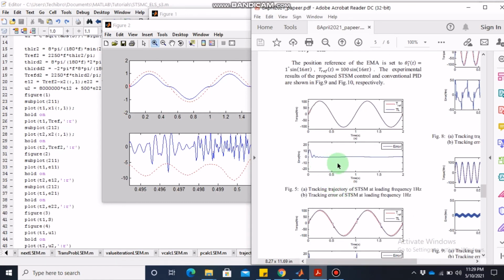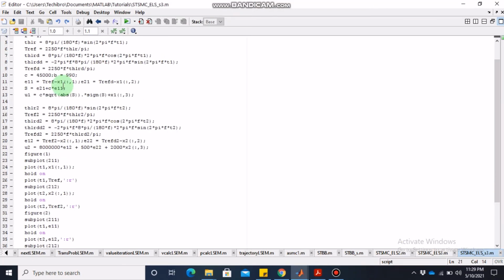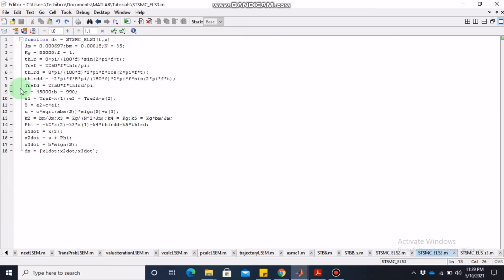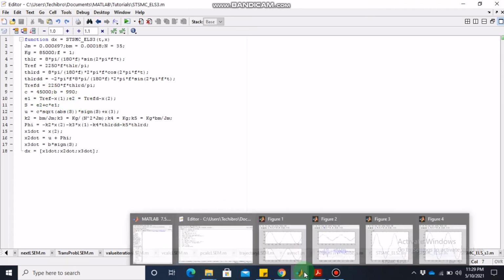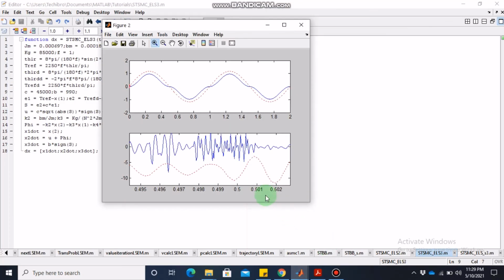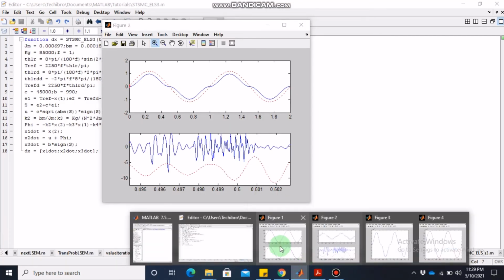Although this looks like the error is going to 0, I would assume that I can further reduce this error by increasing the gain C, but I leave it up to you. So if you want to reduce this error any further, all you have to do is put another 0 here. Instead of 45,000, just use 450,000 for C, then the error will be further reduced. And I have checked it, by the way. I'm not saying it just for the sake of argument. So these are the plots.